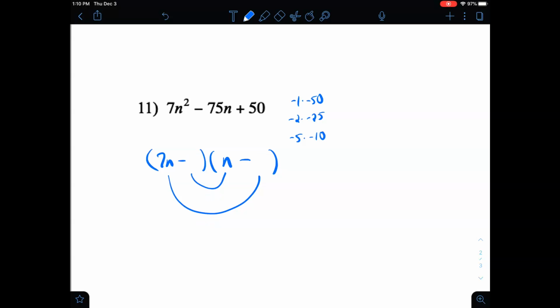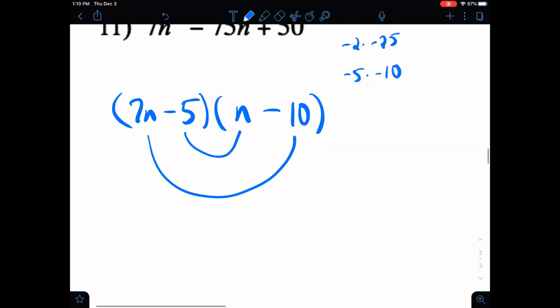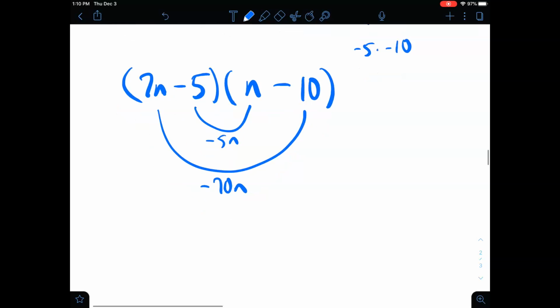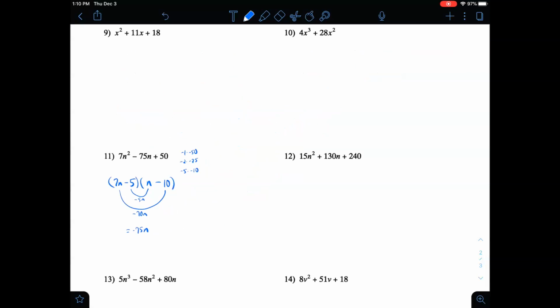Hopefully you can. The pair that's going to actually work, we need kind of a big number to go with 7 to get to a big number in the middle here. So we're going to put 10 right here and 5 right here. Let's see what that does. We have negative 5 times n is negative 5n. 7n times negative 10 is negative 70n. That's going to give us negative 75n. So our final answer is going to be 7n minus 5 times n minus 10.